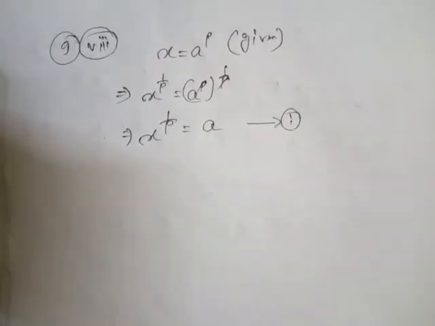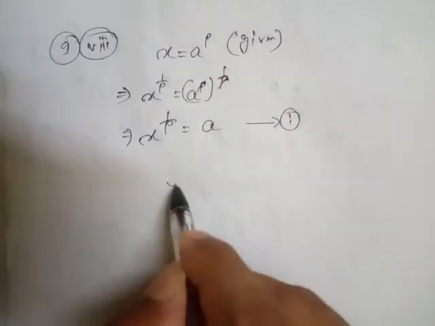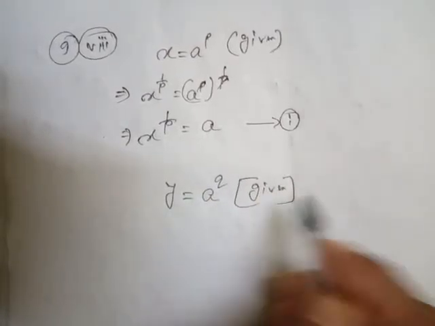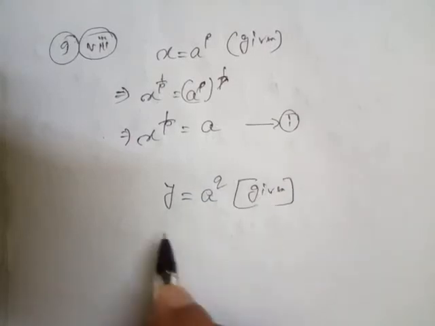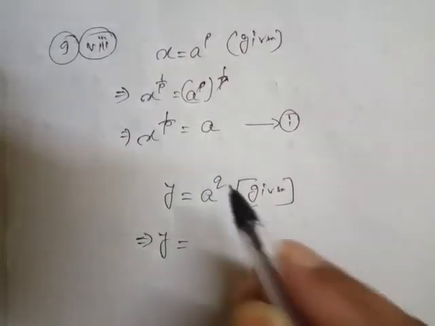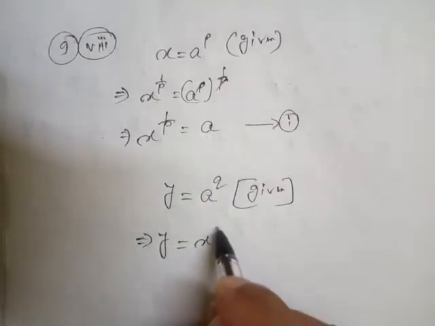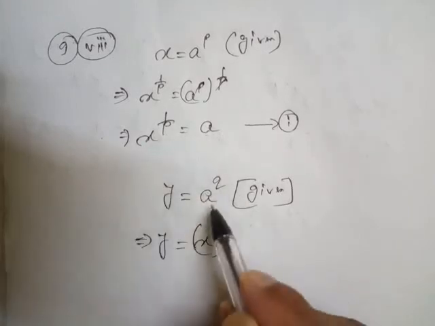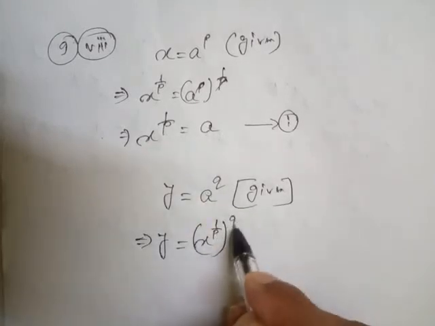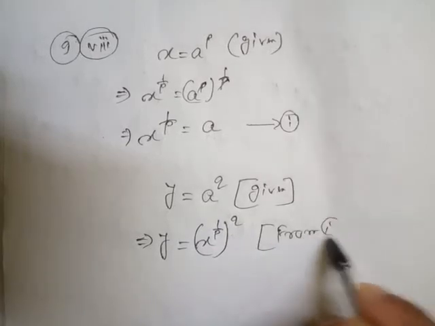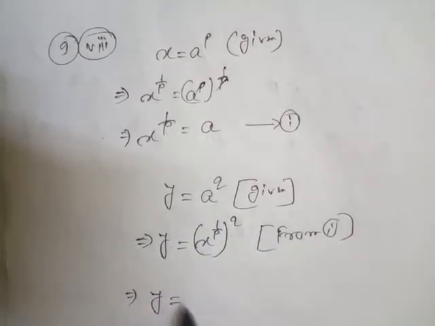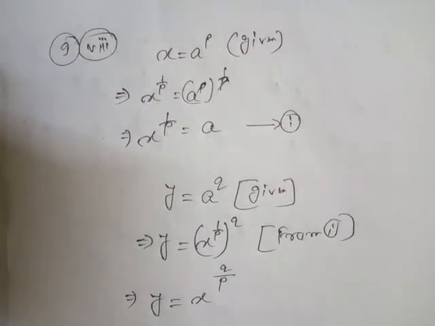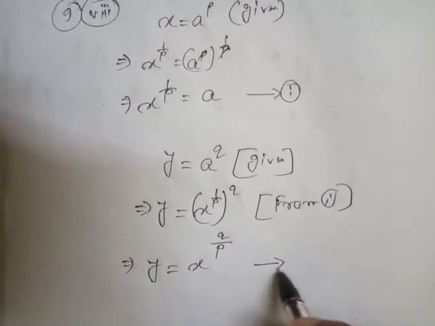Now after that, student, one more condition is given here, that y equal to a to the power q, it is also given part. Now look, after that here, value of y equal to value of a is what? x to the power 1 by p. Then in place of a, I will just put the value here now. So x to the power 1 by p q, this is from 1. So y equal to x to the power q by p, and this is our equation number 2.